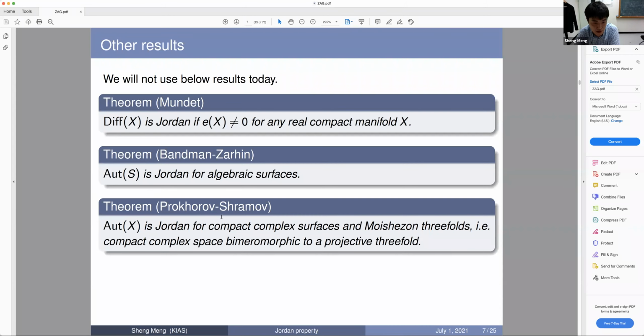And Prokhorov and Shramov proved the Jordan property for the automorphism group of compact complex surfaces and Moishezon threefolds, which means a compact complex space bimeromorphic to some projective threefold. So for these two cases, one is for compact surfaces, and another one is for Moishezon threefolds. Here I need it to be compact.